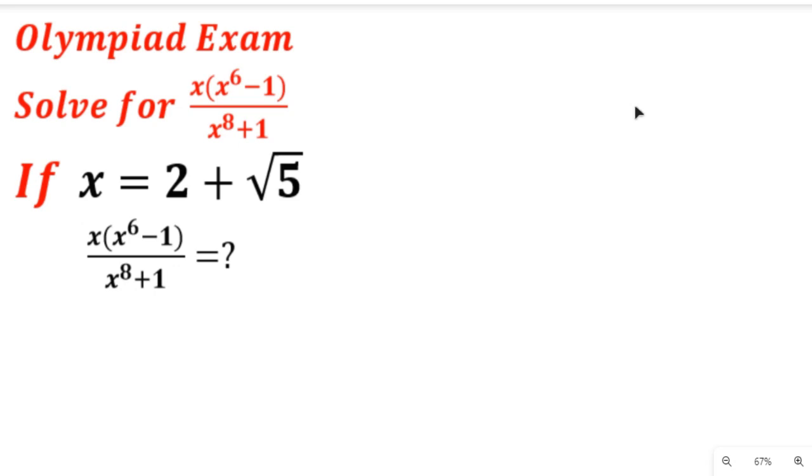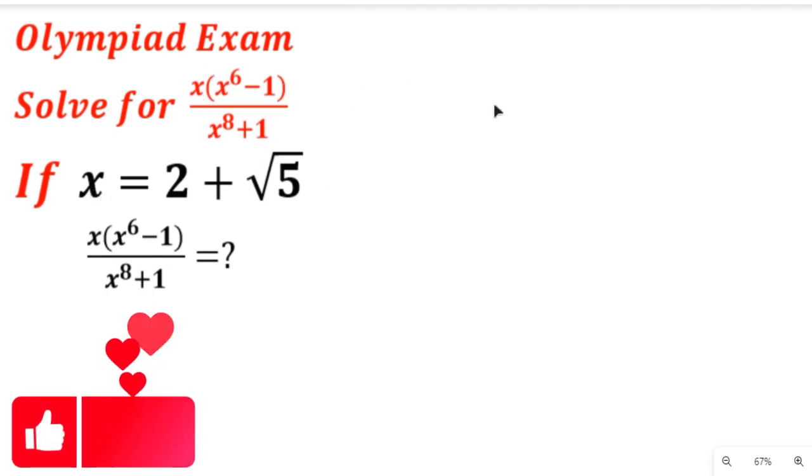In our video tutorial today, we are going to solve this maths Olympiad question, and we are going to solve for this whole value if x is equal to 2 plus square root of 5.